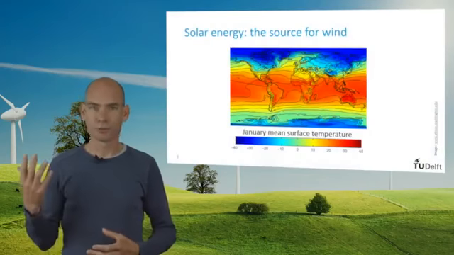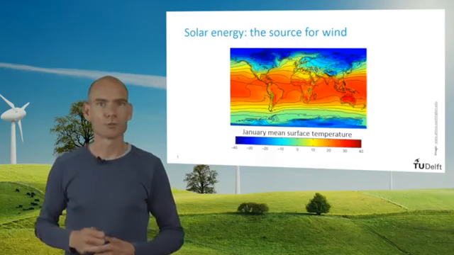As you all know, the sun is the ultimate origin of wind. In this video, you'll see how heating of the Earth's surface leads to wind and which patterns the wind will consequently follow. Wind is created through temperature differences on the Earth's surface.